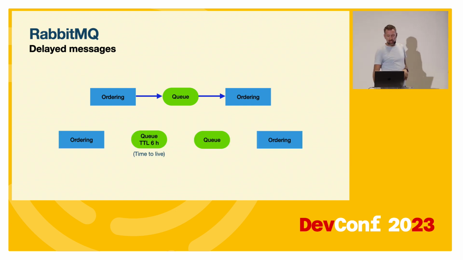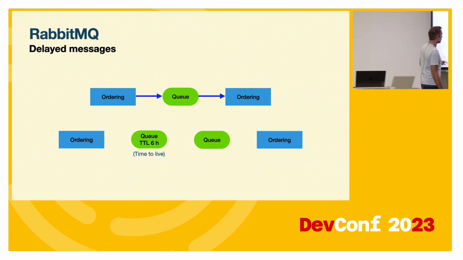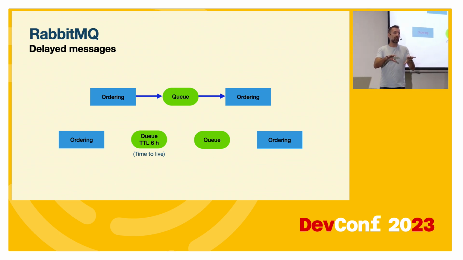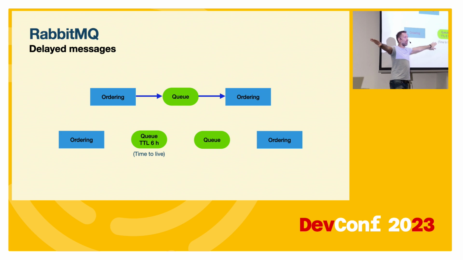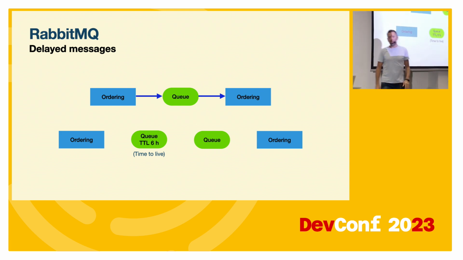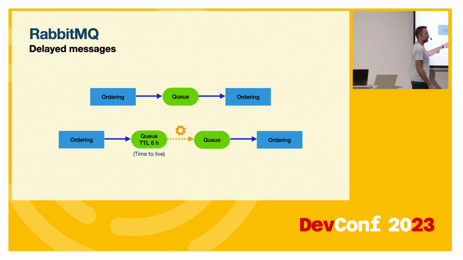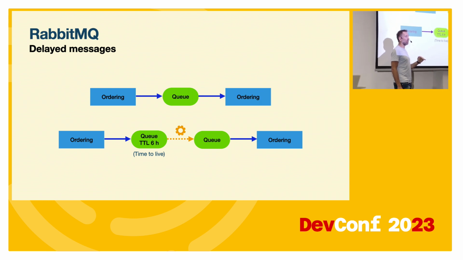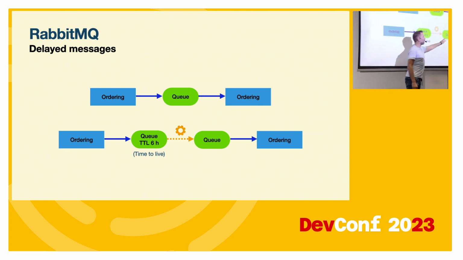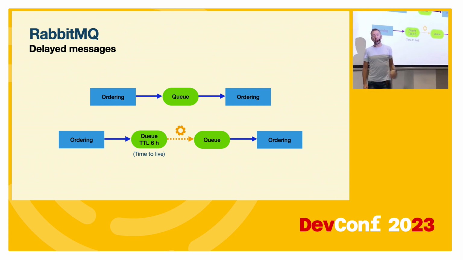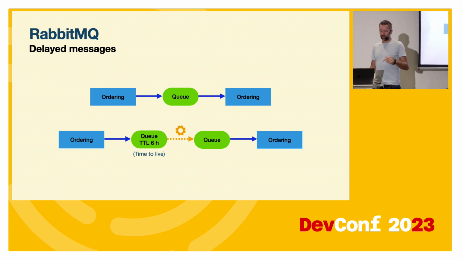But RabbitMQ has another feature. It has something called time to live. And what we do here is we create a queue with a time to live of 6 hours, and that means that messages only live in this queue for 6 hours, right? But we don't subscribe to that queue. We put the message in the queue and we just leave it there. After 6 hours, we can exchange that message to another queue. So we can say any message that expires from this queue, that's not picked up in 6 hours, exchange it to another queue. That queue we do subscribe to, we get that message back in ordering, and we've simulated a delay of 6 hours. So that's all fine.